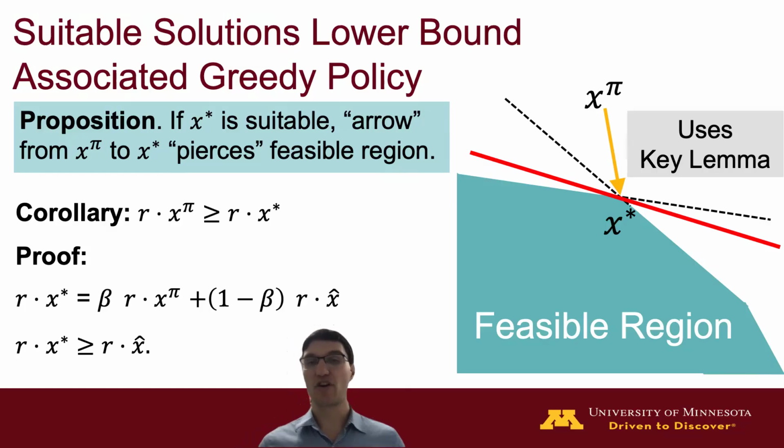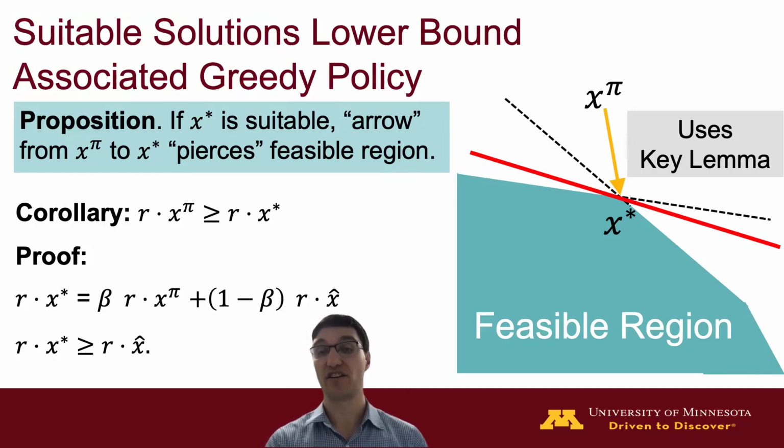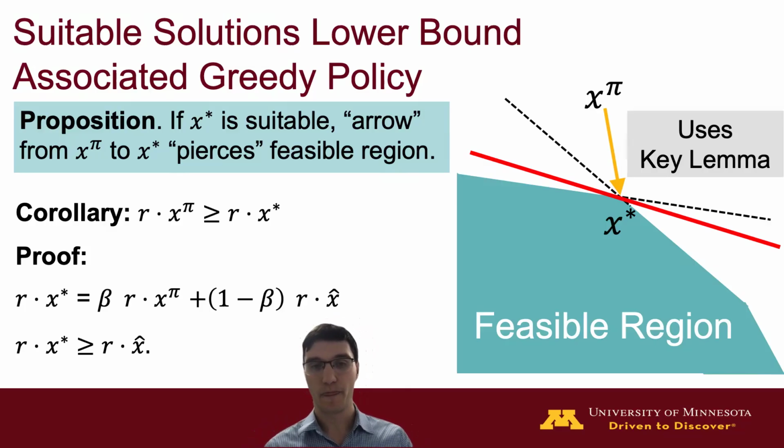Okay. Again, for those of you more interested or more able to think geometrically, put another way, because the arrow from x pi pierces the feasible region, we know x pi has to lie between these two black dotted lines. And therefore, for any objective function shown in red that is consistent with x star being the optimal solution, it has to be the case that x pi has a higher objective value.